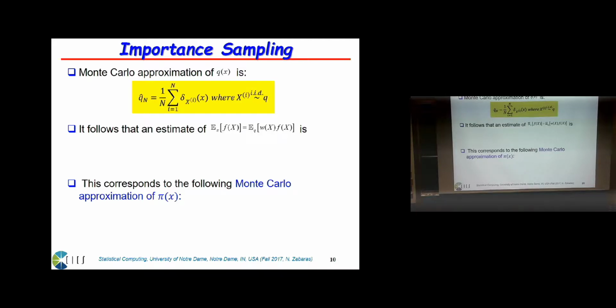So this was the Monte Carlo approximation of Q that we have seen in earlier lectures. Can somebody tell me what is now the Monte Carlo approximation of pi of x? Not of Q, of pi of x, which is our original distribution. What's the Monte Carlo particle approximation of pi of x?